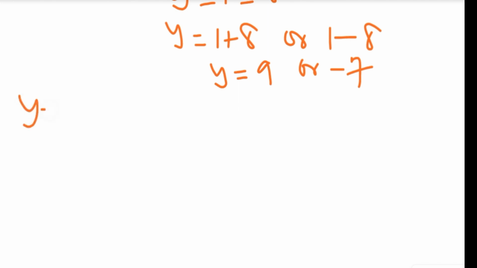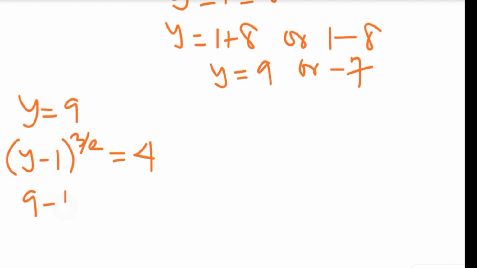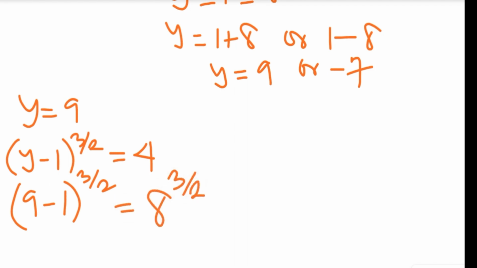If our y is equal to 9, then from that expression, we'll have y minus 1 raised to the power 3 over 2 must be equal to 4. Now let's put our value to be 9. We'll have 9 minus 1 raised to the power 3 over 2. This expression will give us 8 to the power of 3 over 2, and this value will give us the square root of 8 all to the power of 3.